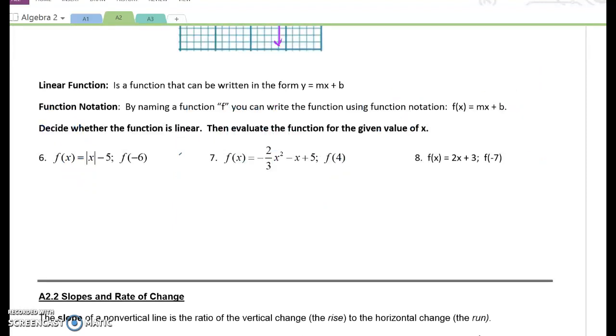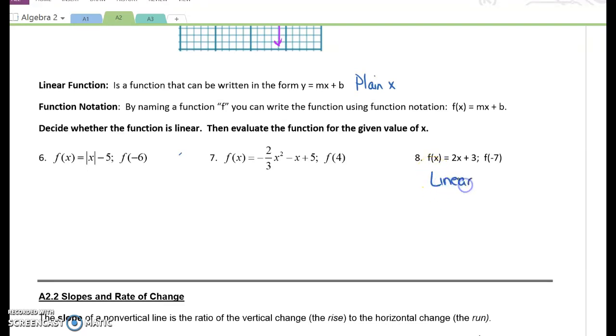A linear function is a function that can be written in the form y equals mx plus b. The important thing here is that it's a plain, ordinary x. Not x squared, not x to the third, not x as an exponent, not x on the bottom, just plain, ordinary x. So take a look at number 8. Is number 8 a linear function? 2x plus 3. Yes, that is linear.